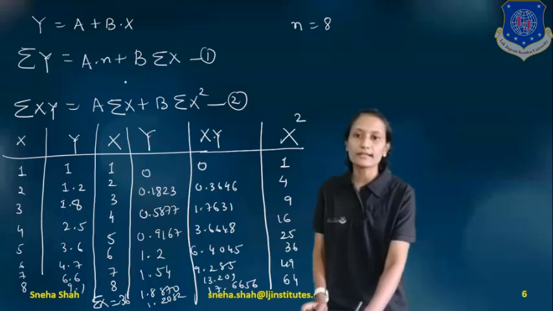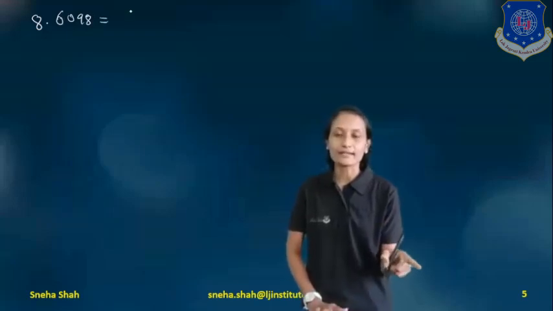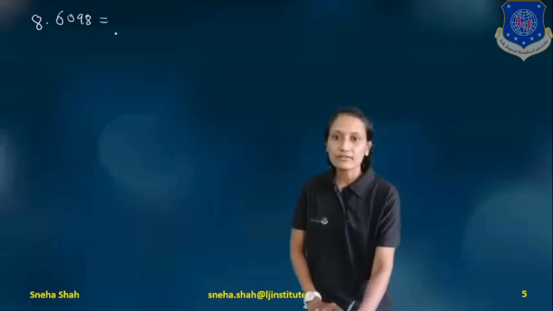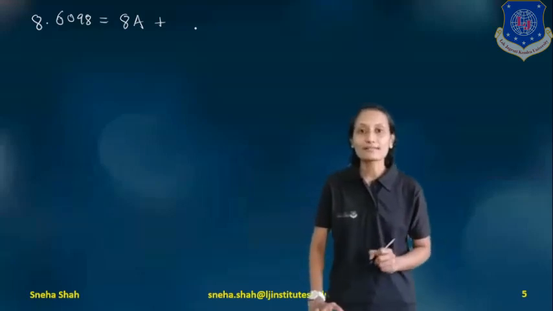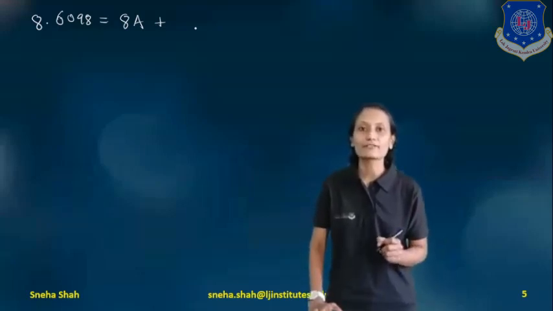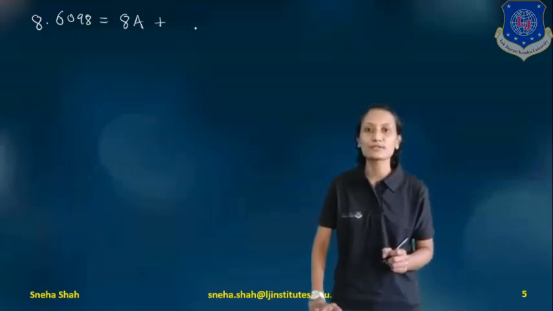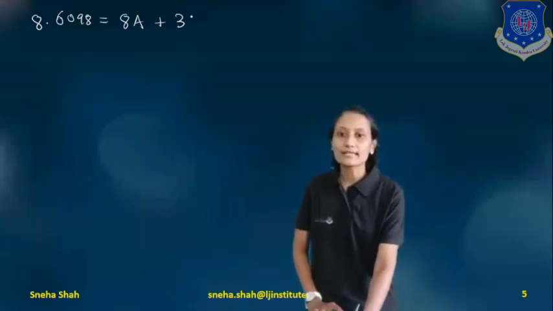Now if I put all these values in this equation, the next step is the value of summation y equals 8.6098. Putting that value over here, the next step will be 8.6098 equals capital A into n, right? And the value of n equals 8. So the term will be 8 into A plus b into summation x. Now what is the value of summation x? We have already found it: the value of summation x equals 36. So the value will be 36b. So this one is equation number A.